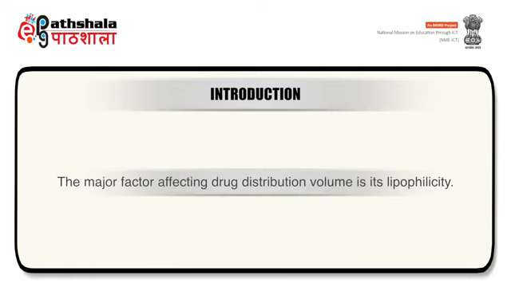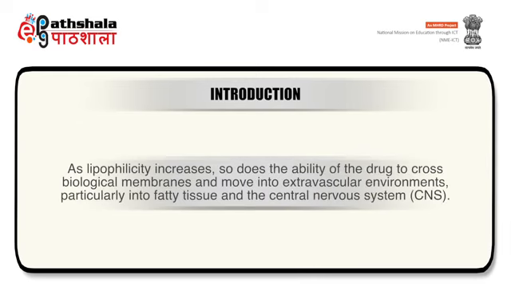The major factor affecting drug distribution volume is its lipophilicity. As lipophilicity increases, so does the ability of the drug to cross biological membranes and move into extravascular environments, particularly into fatty tissue and the central nervous system.